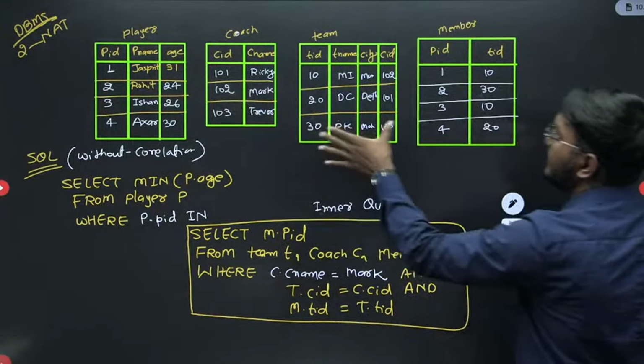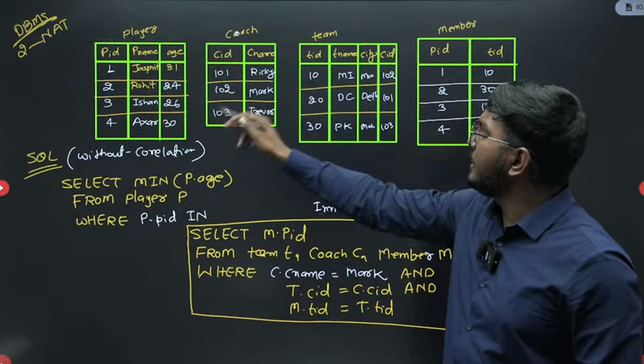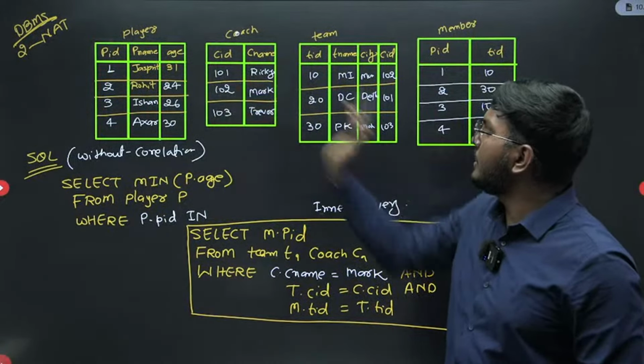So see here, the condition is where C.cname is equal to Mark. It means from this coach table, remove all the records where the coach name is not equal to Mark, or just keep all the records having coach name equal to Mark. It means this record will be removed, this first record will be removed, and this will be removed. We are only left with the one record having coach ID 102 and the name Mark. Done. Very good.